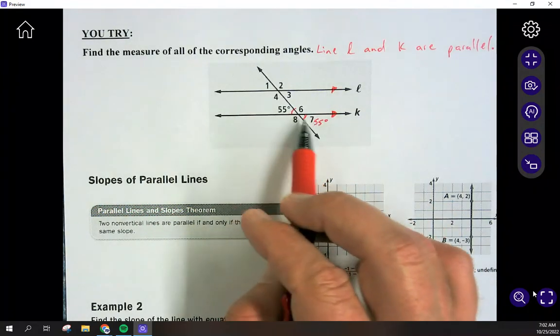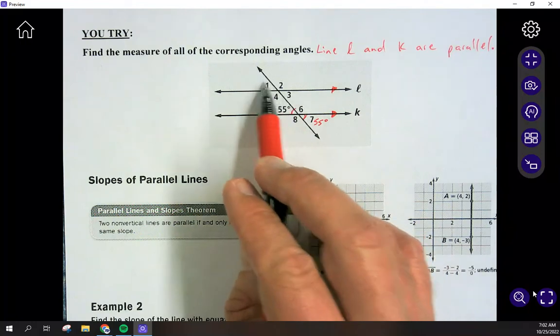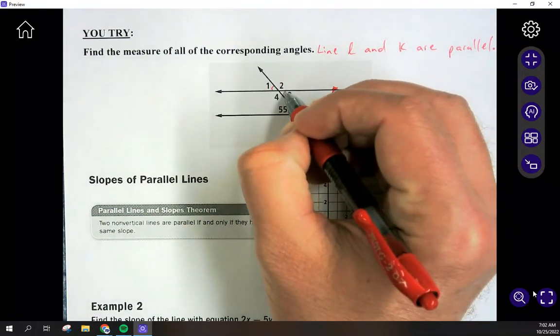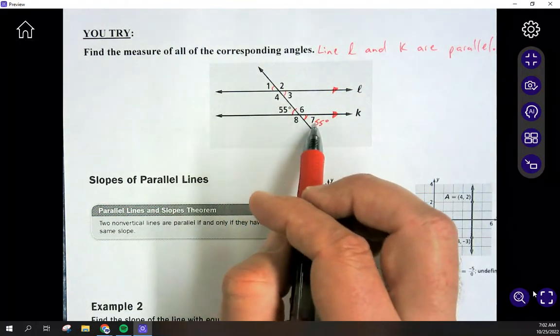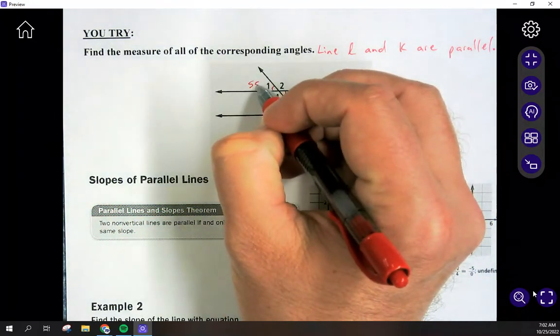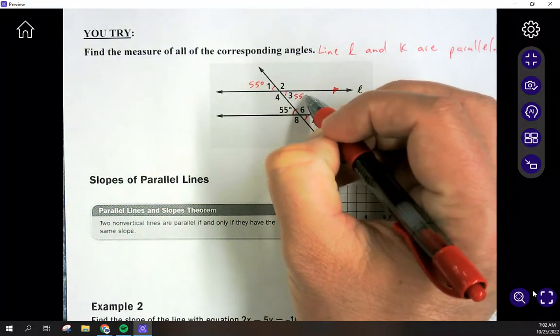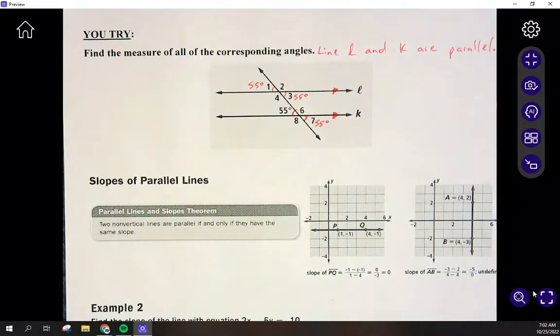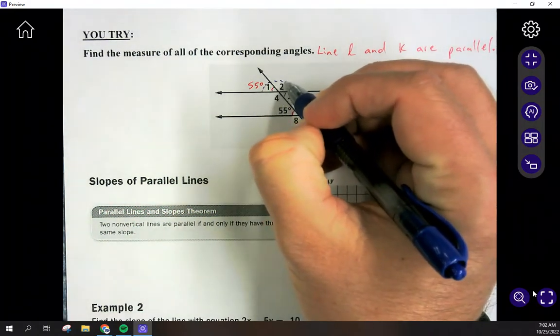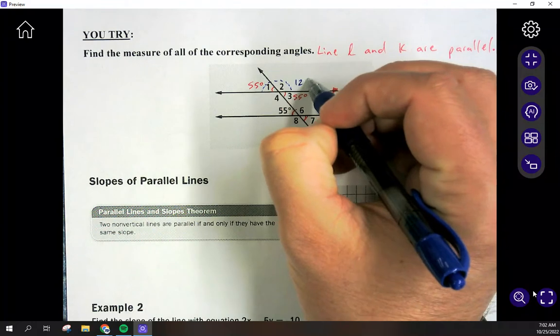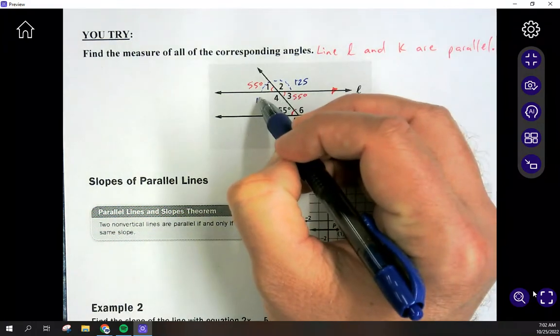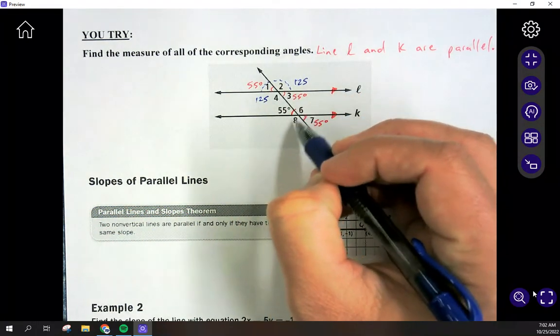So we've got 55 and angle 7 is vertical to it. The corresponding angles up here are 1 and 3. They're in the same position as the 55s. So I know those are 55s. And then the angle right next to it is going to be supplementary. So 180 minus 55 is 125. So whichever one you want to kind of start with, these are going to be supplementary. So this is 125. These are vertical. So this is 125. These are corresponding.